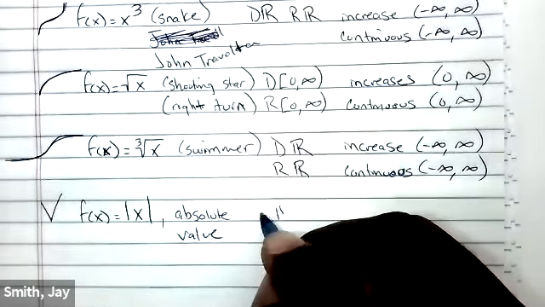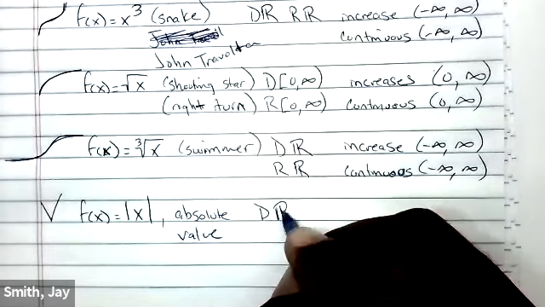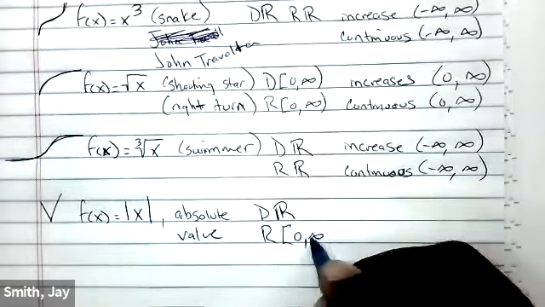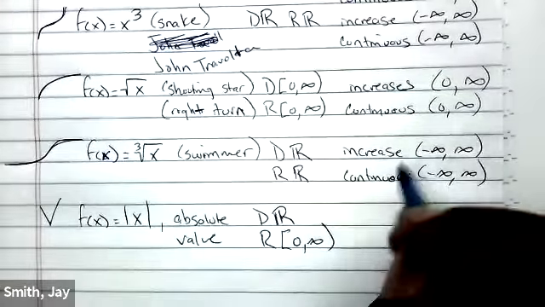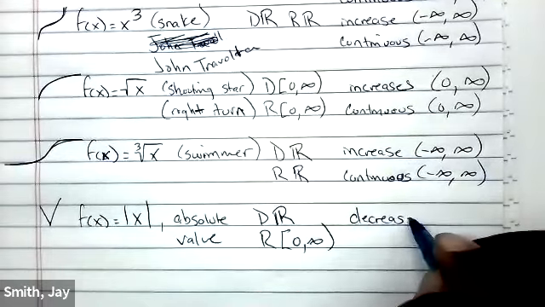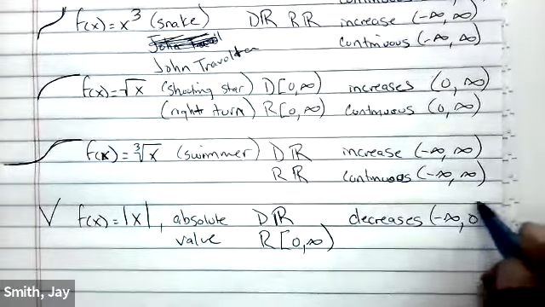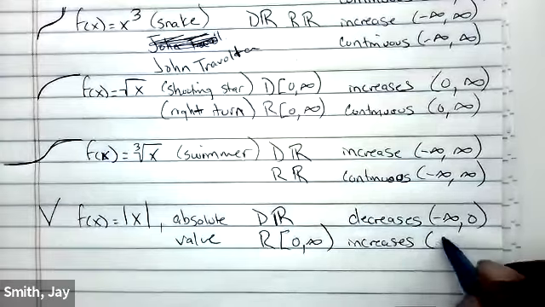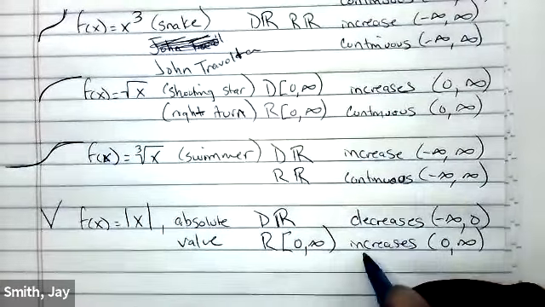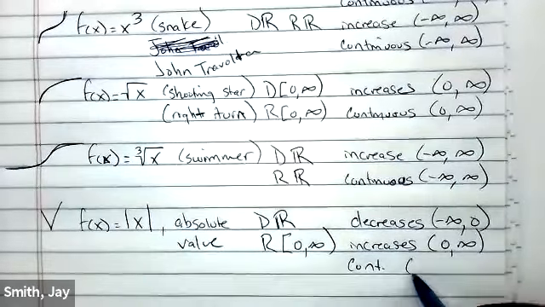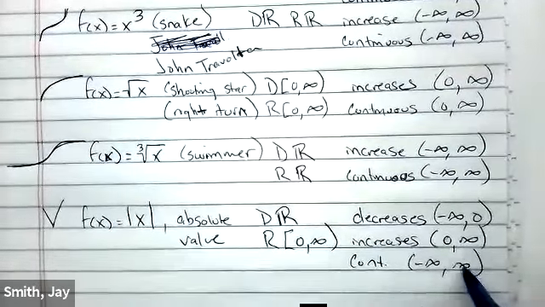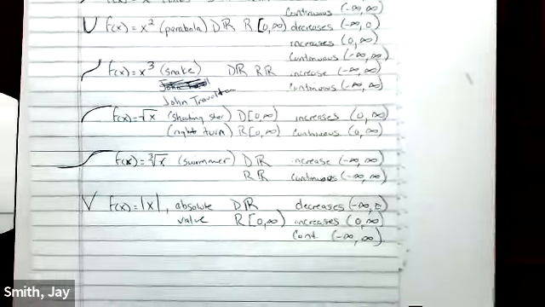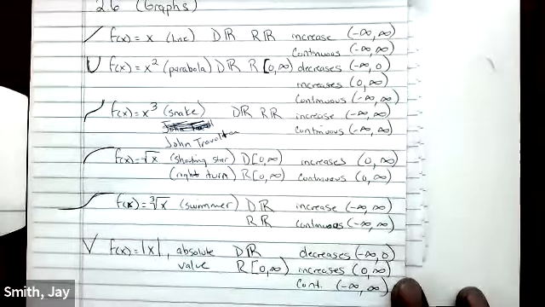The domain of this graph is the entire real number system. The range for this graph, open bracket 0 to infinity. This graph decreases from negative infinity to 0, increases from 0 to infinity. It's continuous on the entire real number system, from negative infinity to infinity. So this is information that we need to know about these graphs.